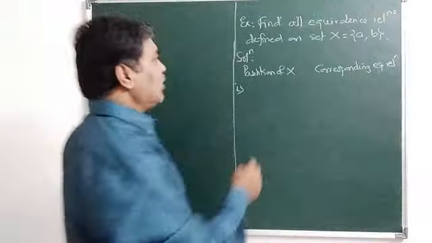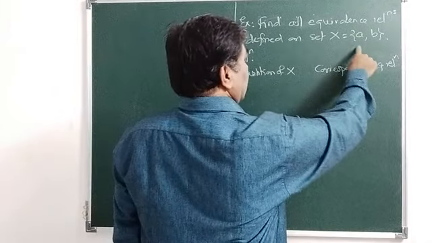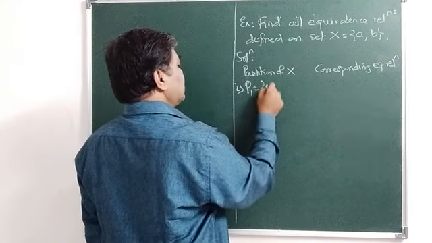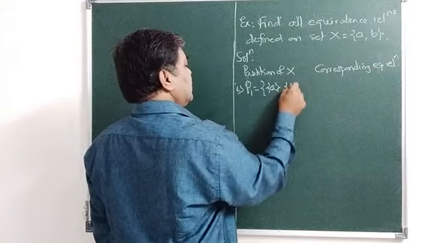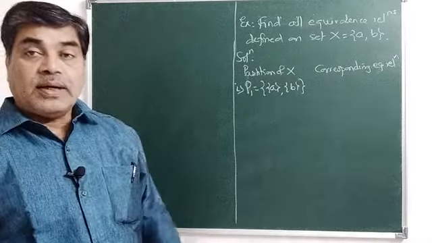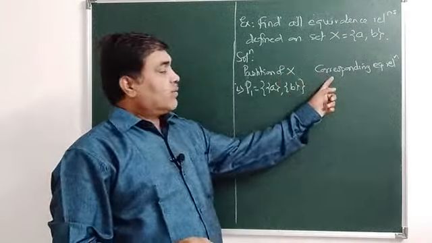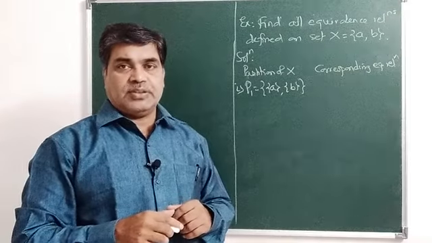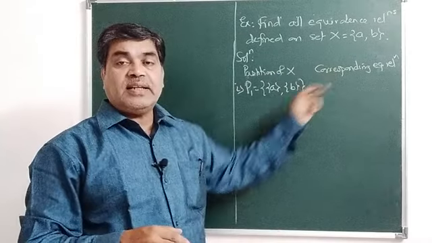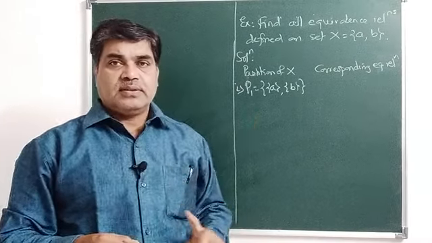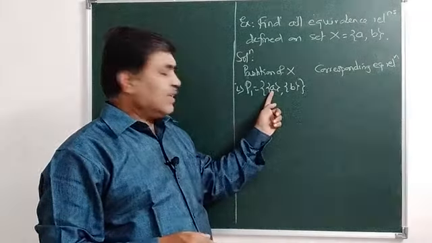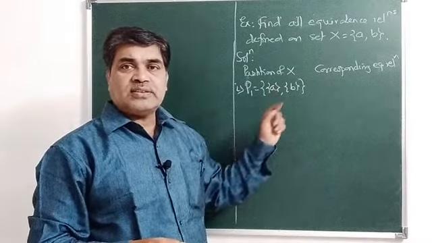As I have to take non-empty subsets, I will take 1 plus 1, each subset containing one element. So I will get partition P1 containing singleton sets {A}, {B}. Now what is the equivalence relation defined on the partition? Two elements in X are related if they lie in the same subset of that partition. So I can only relate A to A, because this singleton contains just the single element A.